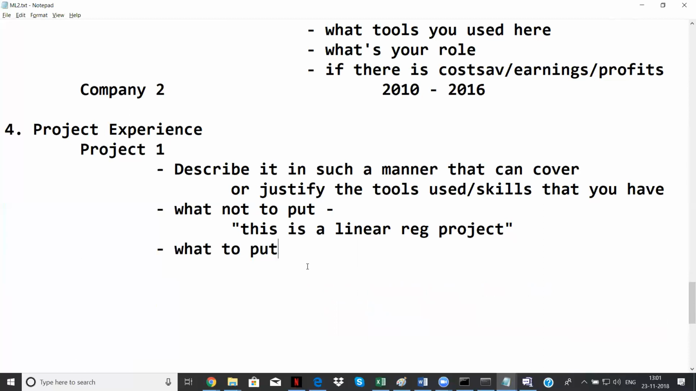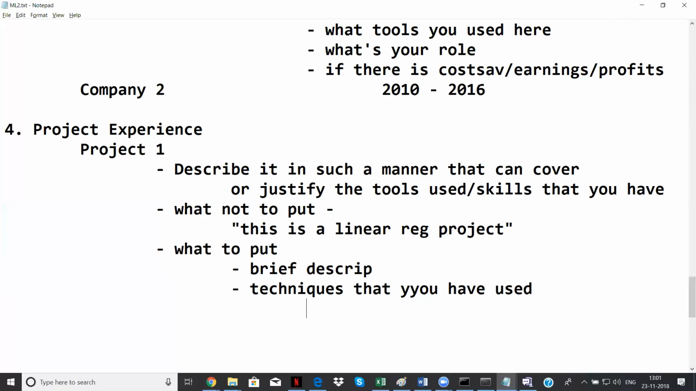This is what I've explained, what to put, right? So, a brief description. What are the techniques that you have used? Let's say you have used ANOVA, or you might have used chi-square, or you might have used PCA or FA, and of course LM, right?